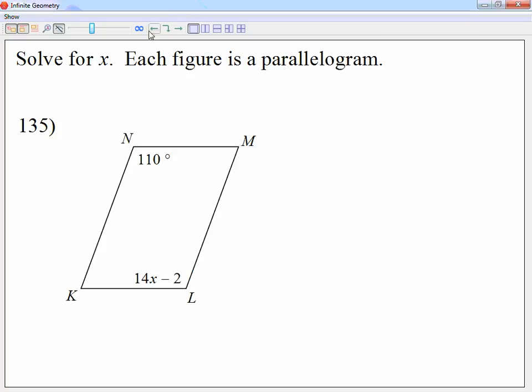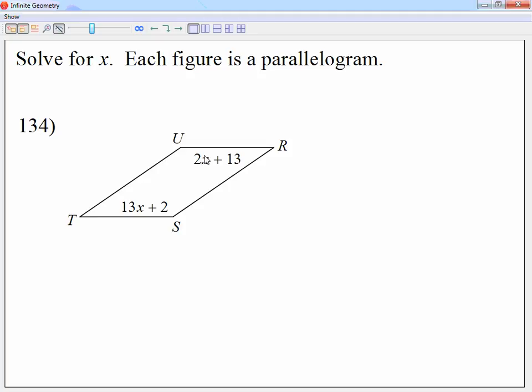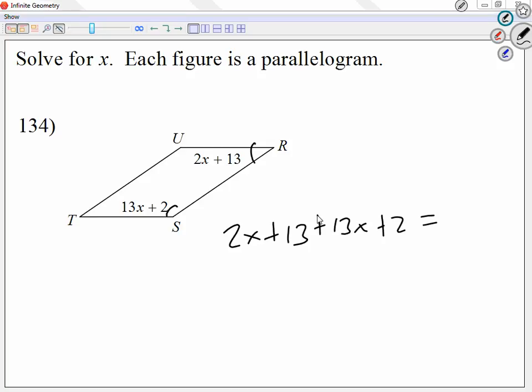Now looking at 134, I'm dealing with angle R and angle F. I know those two are adjacent because they're connected by a side, so add everything. 2x plus 13 plus 13x plus 2, and it is equal to 180. Right? Two adjacent angles add up to 180. If they were opposite, like question 135, I would let them equal each other. Right. Any questions up until 138?